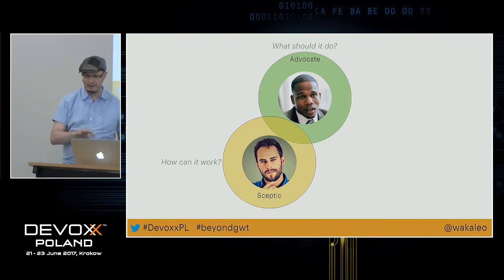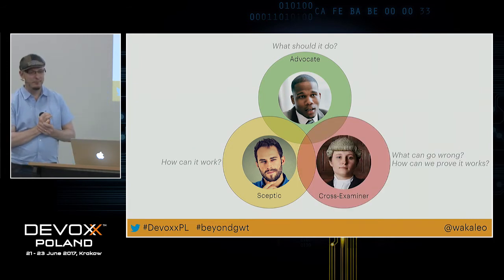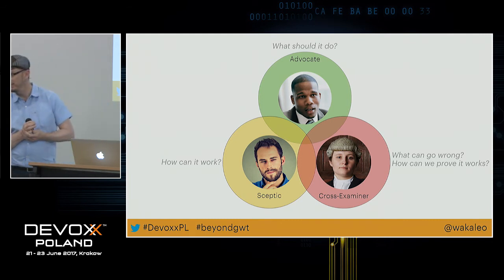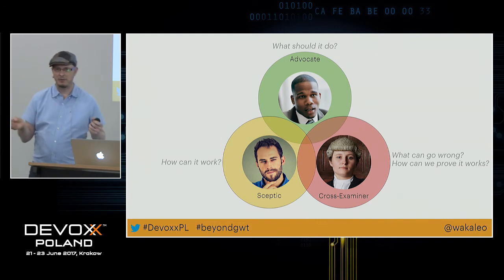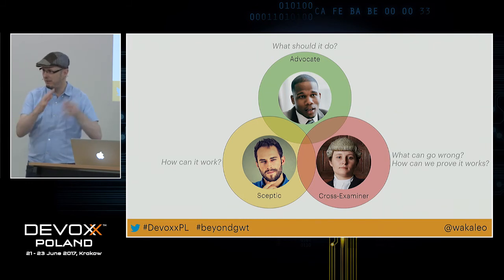From a technical perspective. Then there's the cross-examiner. How can we prove it works? How could it fail? You need those three roles. Typically, the advocate is the BA, the skeptic is the developer, and the cross-examiner is the tester. They've all got different perspectives.